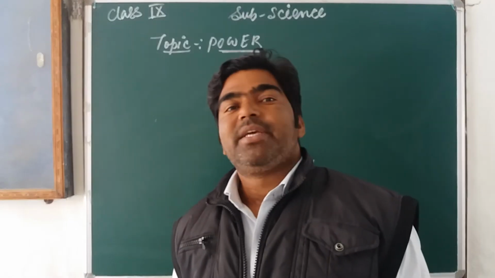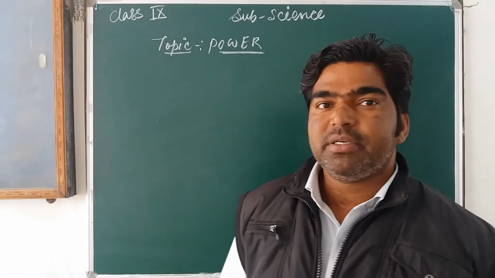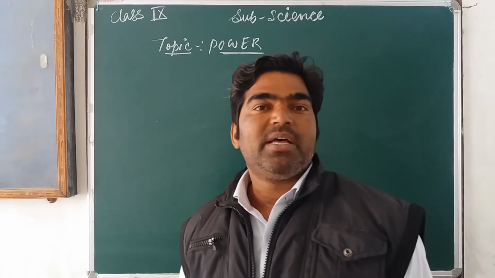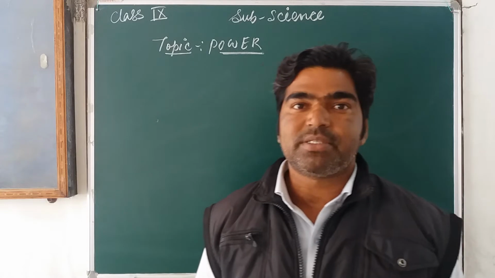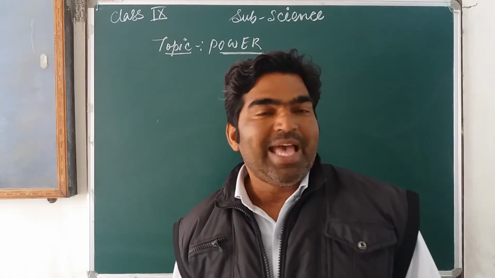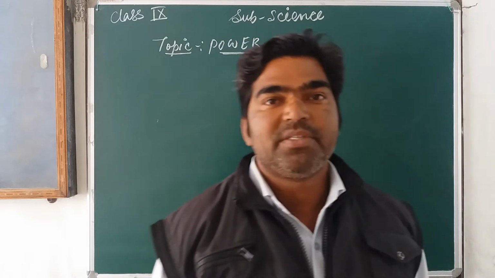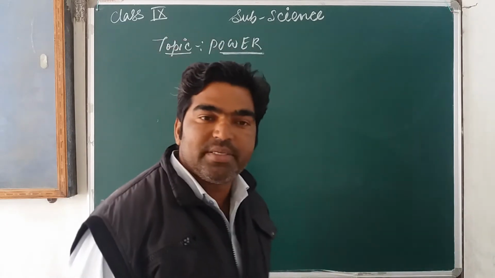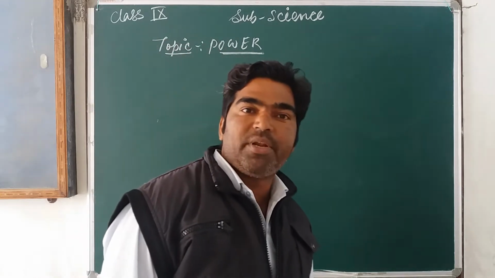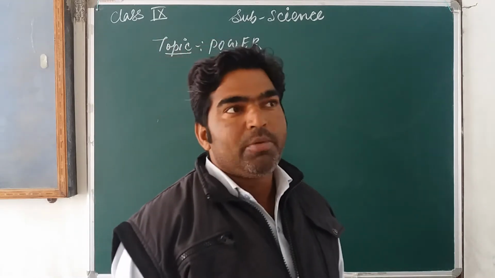This kinetic energy can be calculated using the formula 1/2 mv square, and this is a form of energy. We already discussed that the SI unit of energy is what? Joule. And the second type of energy that we discussed is potential energy. Potential energy means the energy which is possessed due to the position of an object or change in the shape of an object.